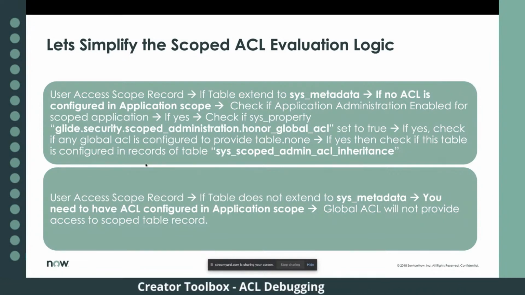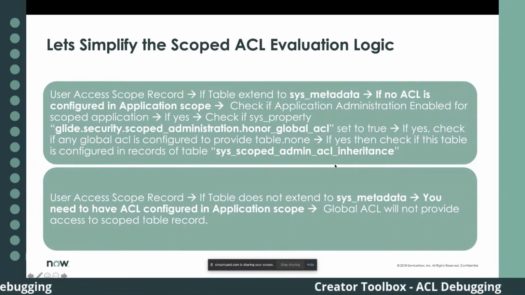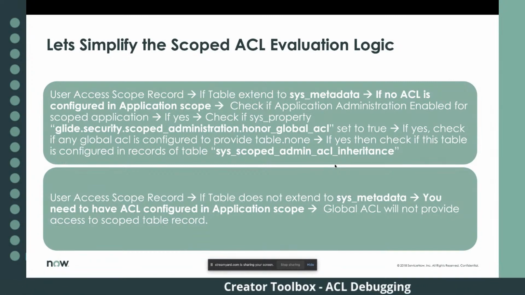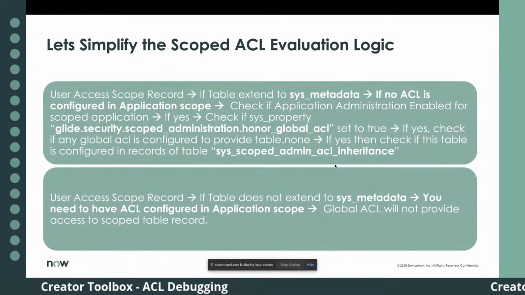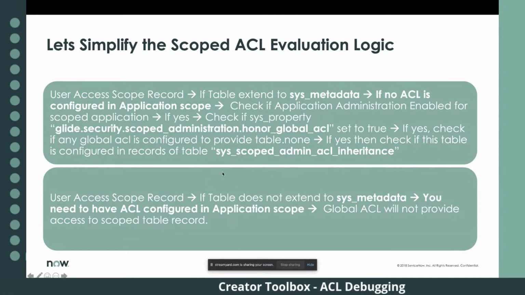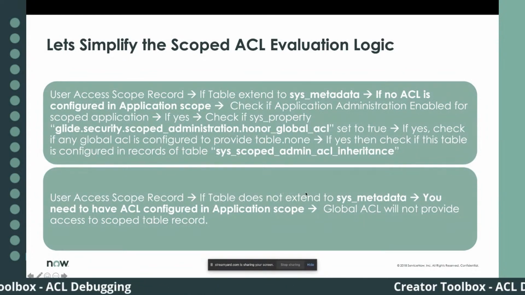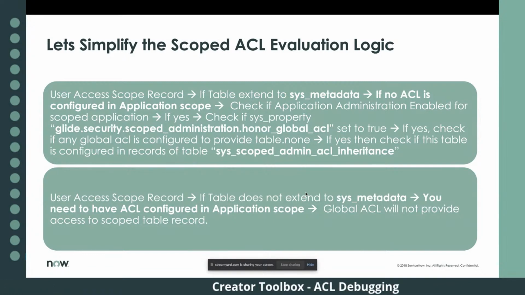And then it also checks if there is a record in the ACL inheritance table. If all those conditions are met, then only the user will get access to the scoped application record using the global level ACL, global scope ACL. Otherwise, it will deny the access. And if a user tries to access a scoped record and the table does not extend sys metadata, then you need to have an ACL configured in the application scope. Global ACLs will not evaluate.